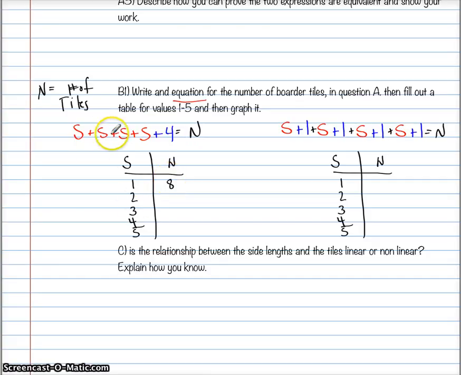If this was 2, 2, 4, 6, 8, 12. If this was 3, 3, 6, 9, 12 plus 4, 16. If this was 4, 4, 8, 12, 16 plus 4 is 20. If it was 5, 10, 15, 20 plus 4, 24. And if we do the same thing here, 1, 2, 3, 4 plus 4 ones is going to be 8. And if you do all the math, they end up being the same thing all the way through.